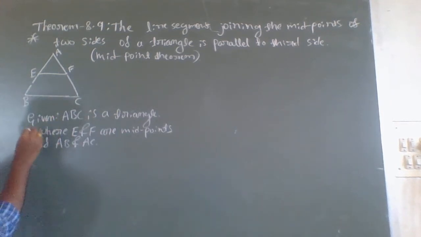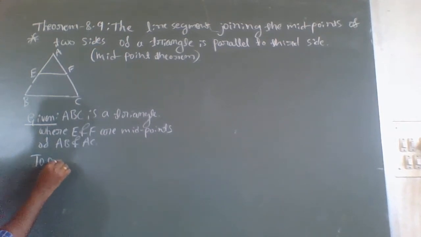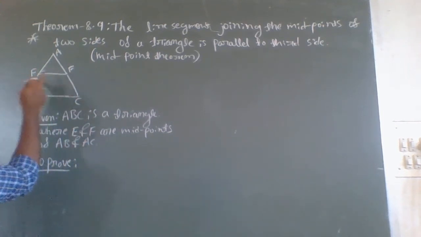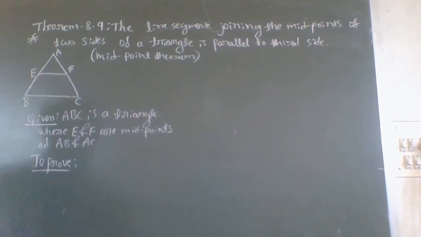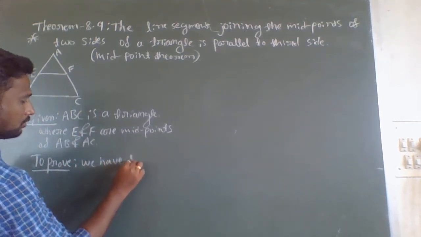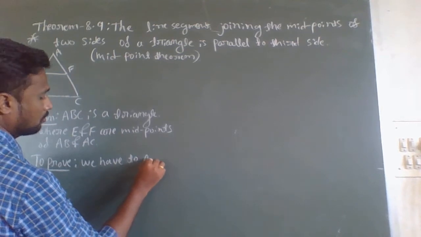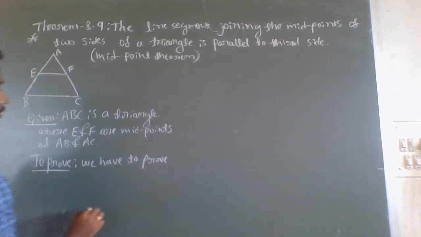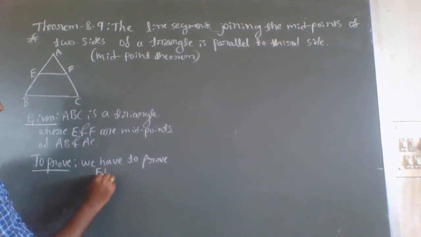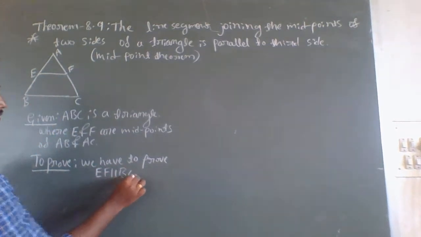And this is given. Next, we have to prove here. What we have to prove? The line segment joining these two midpoints E and F, that is EF, is parallel to third side, means BC. So what we have to prove is EF is parallel to BC.